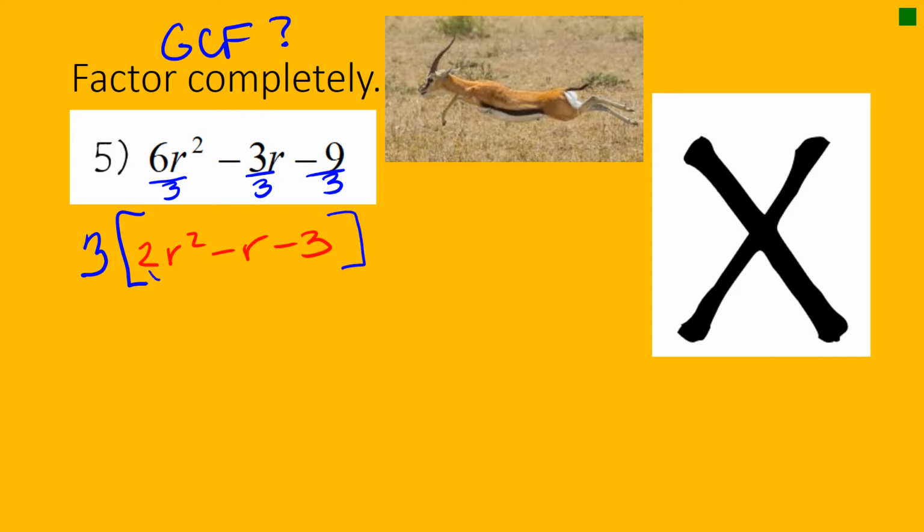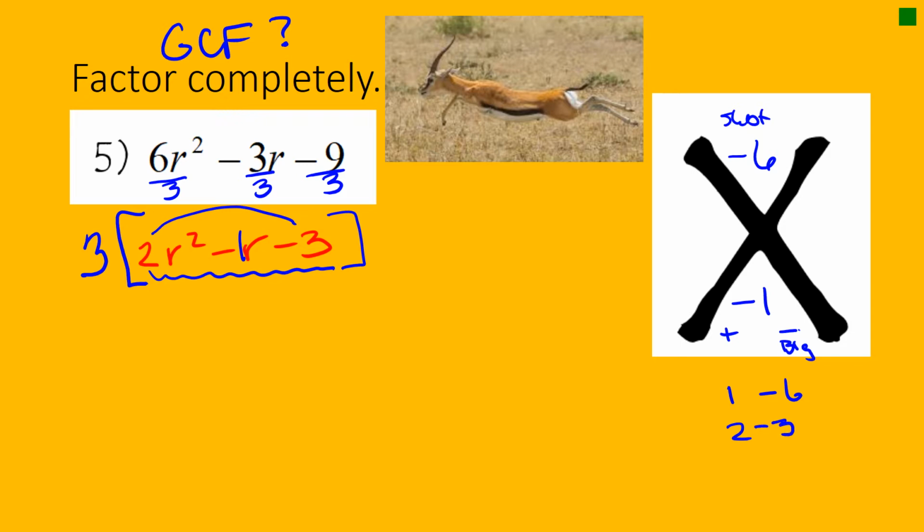Now I'm going to take this trinomial and do the big X. So 2 times negative 3 is negative 6. I'm looking for a negative 1. Remember, if there's no number there, it's a negative 1. So this is negative, which means I am going to subtract. So one has to be positive, one has to be negative. The bigger number has to be negative. So I'm going to go 1 and 6, make the bigger number negative. That gives me negative 5. 2 and 3, make the bigger number negative. There it is. Gives me 2 and negative 3.